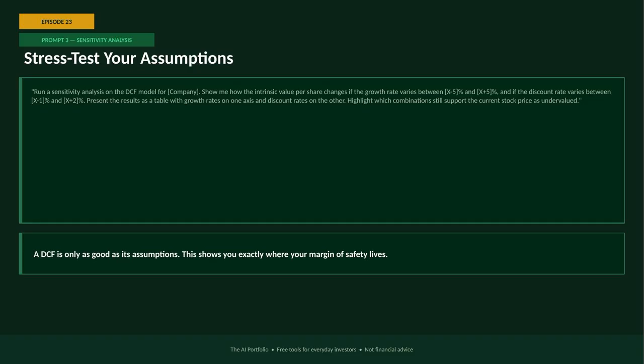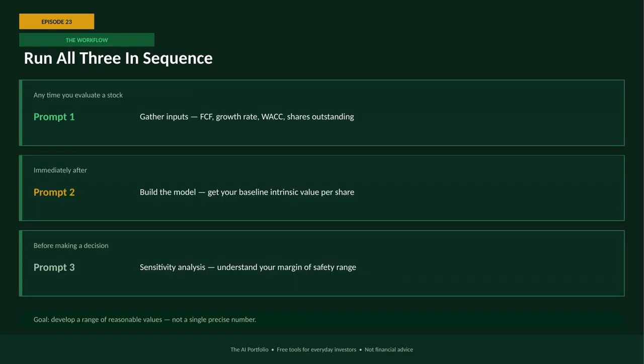A DCF is only as good as its assumptions. This prompt shows you exactly how much your conclusion depends on getting those assumptions right and where your margin of safety actually lives. Here's the workflow.